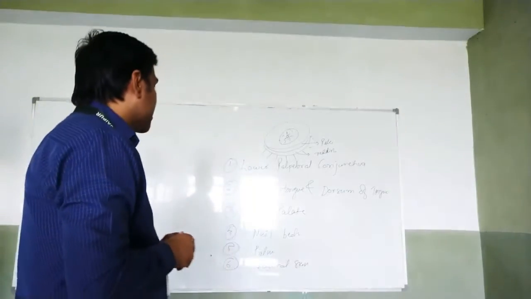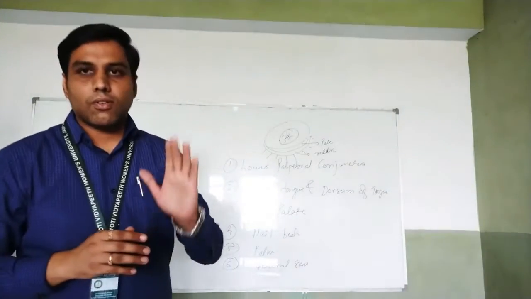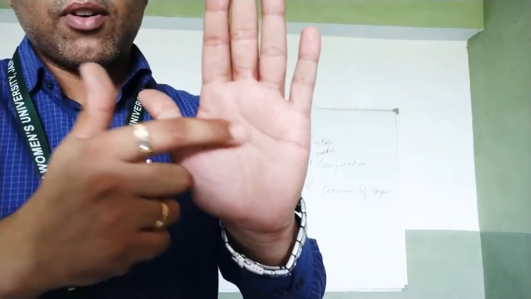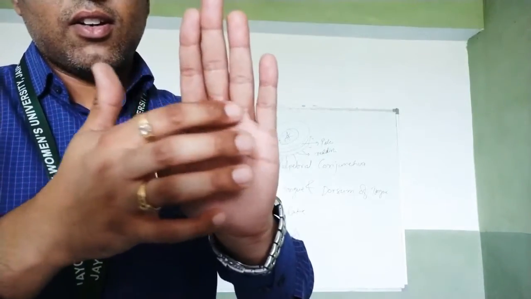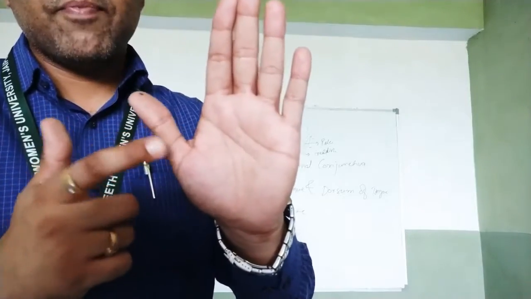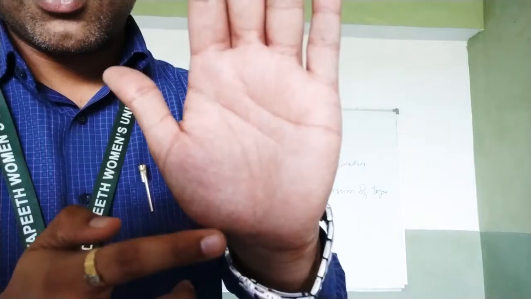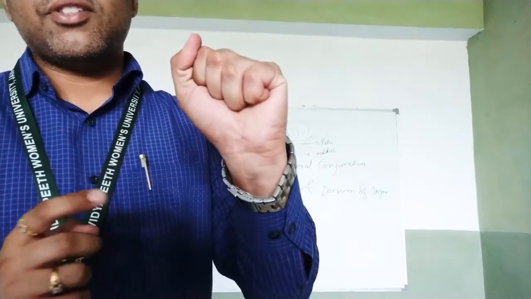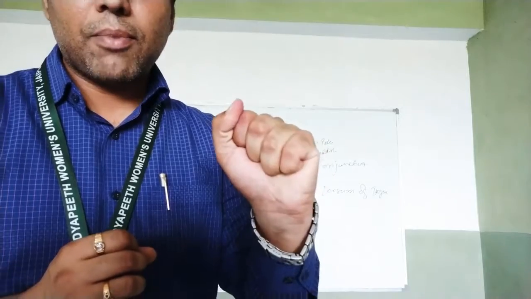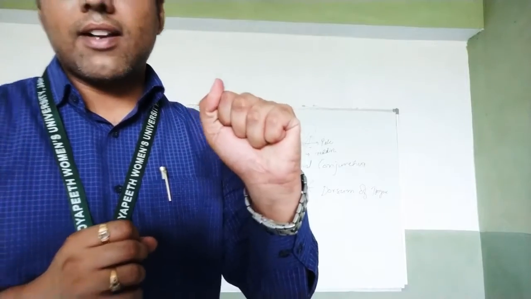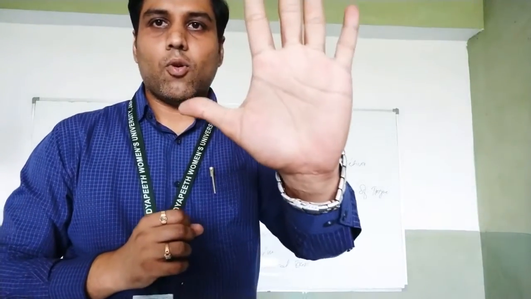Then next is palms. Here is a palm, and we have to examine it for pallor. In our palm we can see the creases of the palm, the folds, and these creases look brownish in color. We just have to ask the patient to clench the fist and open it.